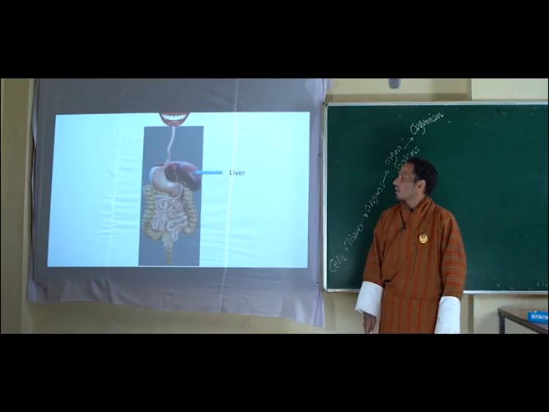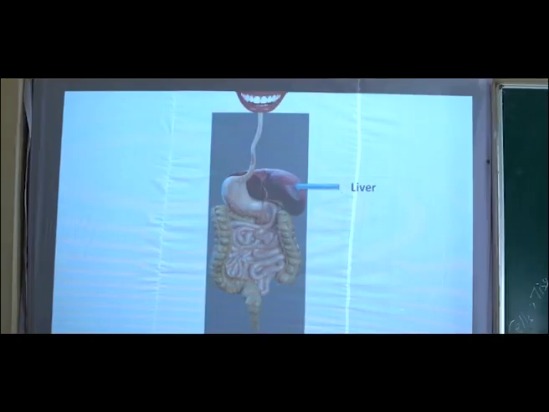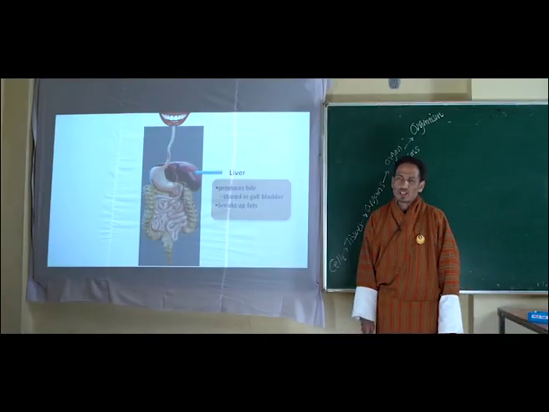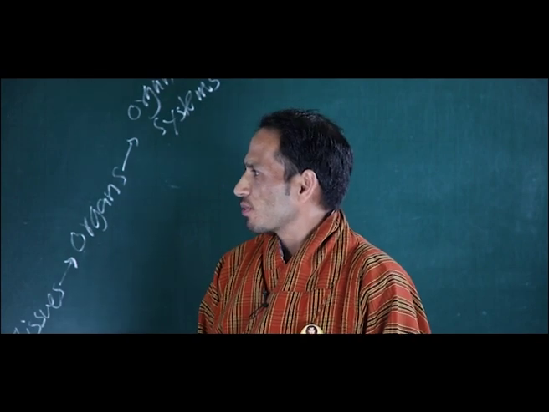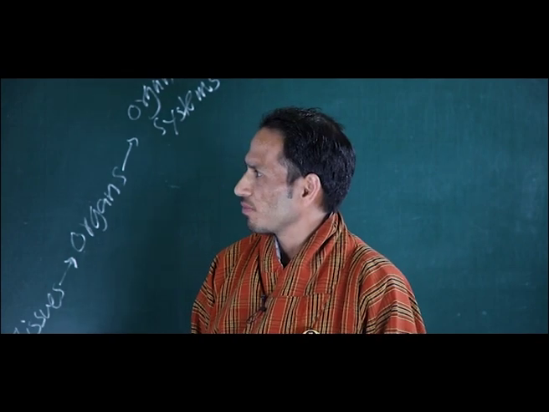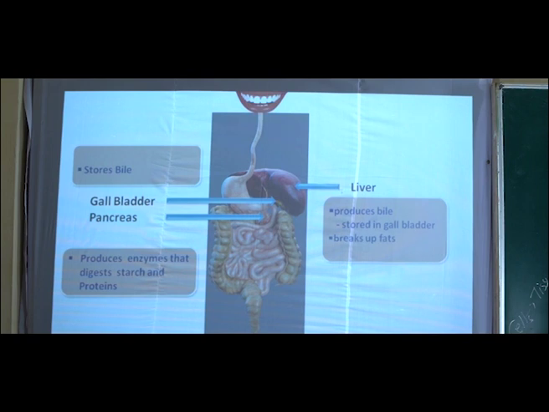So then we have the accessory organs, or we have accessory glands. The liver is the largest gland in our human body, and it secretes the digestive juice called as the bile. And the bile is stored in gallbladder, and bile mainly helps in breaking the fats. So gallbladder stores bile, and we have the pancreas. So pancreas produces enzymes that digest starch and proteins.